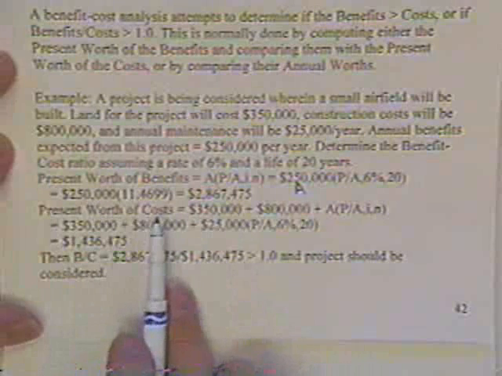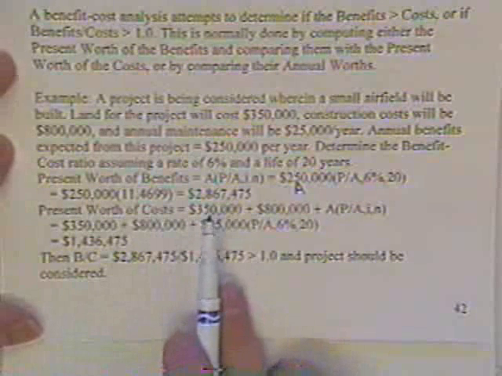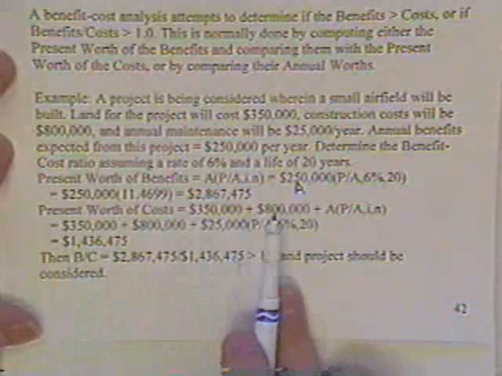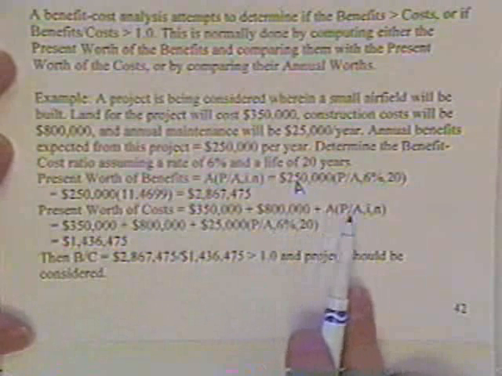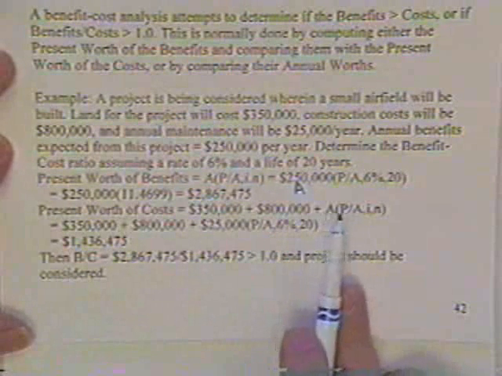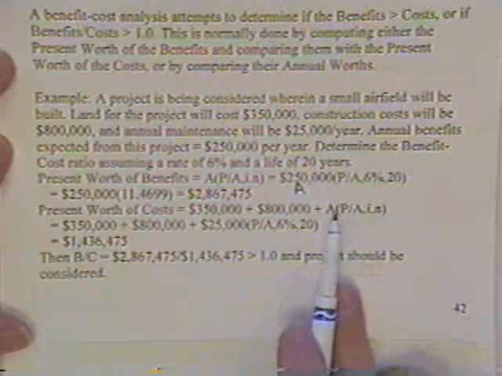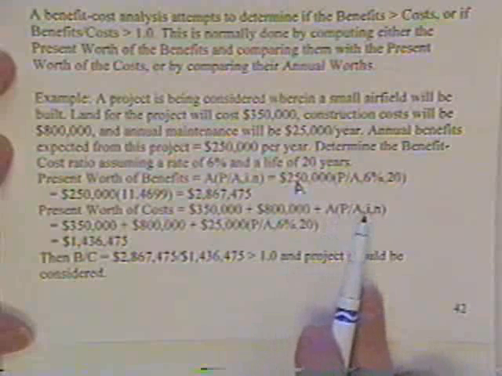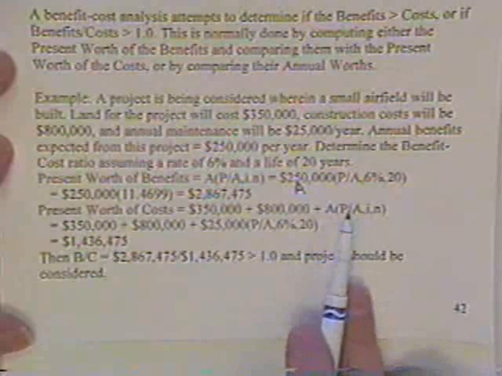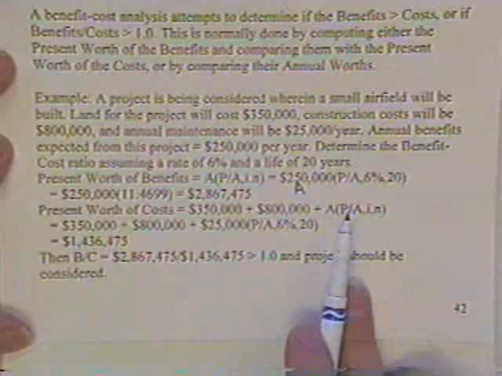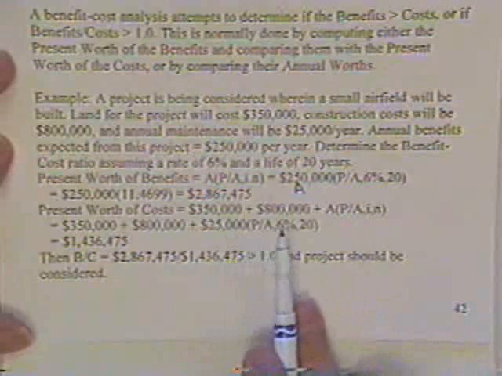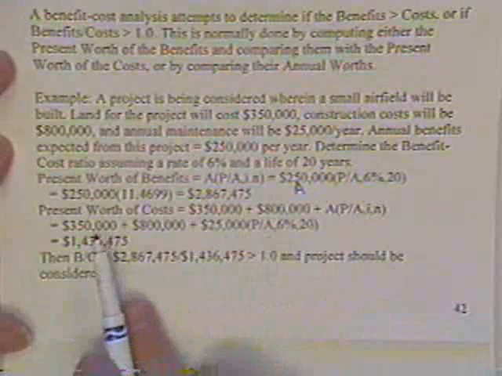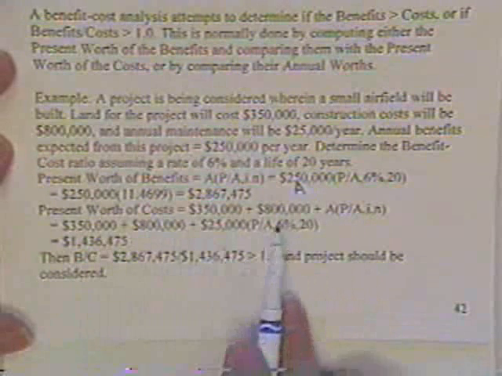Present value of the costs. Well, the costs, bang, $350,000 out of my pocket. Bang, $800,000 out of my pocket. And then this thing here comes out of my pocket, but it comes out later in life, in which case it's not quite so painful. So I bring this back to its present worth at $25,000, an annuity at 6% for 20 years. Add these three numbers up.